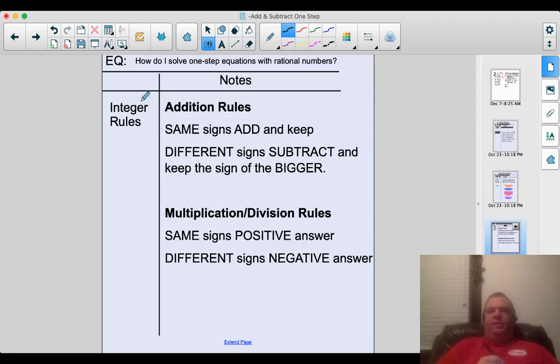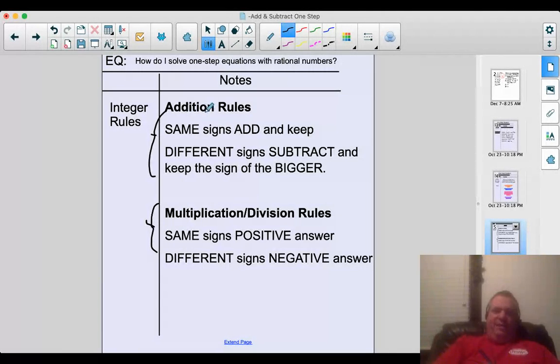Before we do, just a quick reminder of your integer rules. We're going to be dealing with positive and negative numbers here, so we need to know how they work. Okay, we're going to deal with addition and subtraction today. We'll deal with multiplication and division a couple days from now.